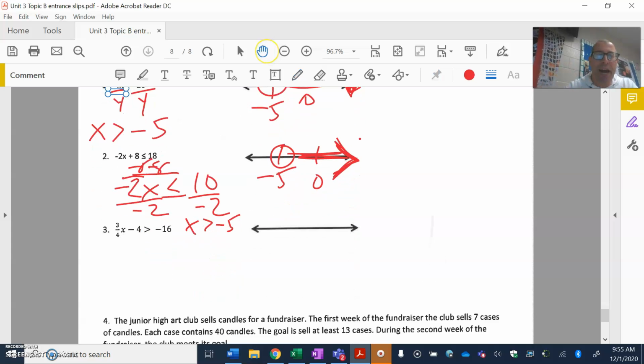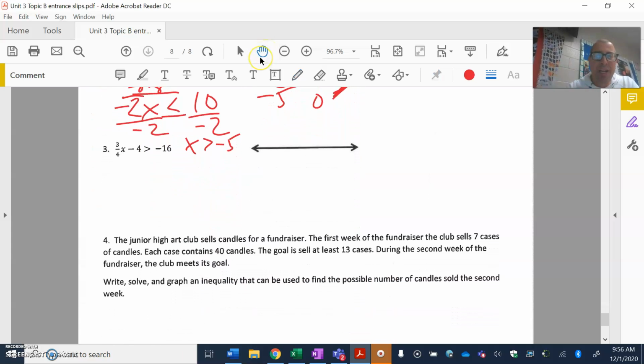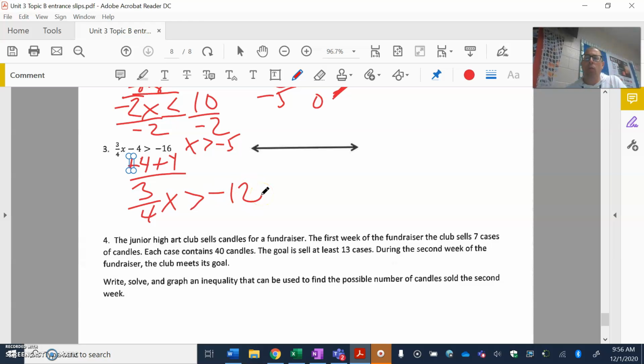We're bringing out a fraction here. We're still going to undo the addition or subtraction first. We're going to add 4 to both sides. We've got 3/4 x is greater than negative 12. Then remember, to get rid of your fraction, we can multiply by the reciprocal. Those are your multiplicative inverses. Yes, multiplicative, I like saying it. Go ahead, say it yourself. When we multiply by the reciprocal, we're always going to get 1 for an answer.